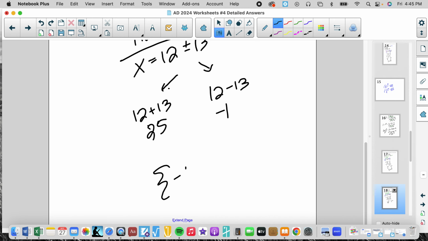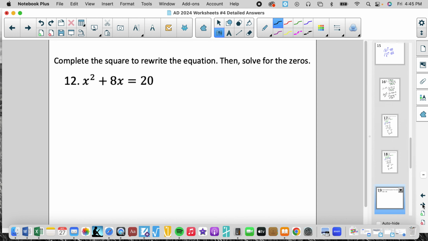We write our solution sets in numerical order. Do you hear me, academic decathlon? We write them in numerical order.